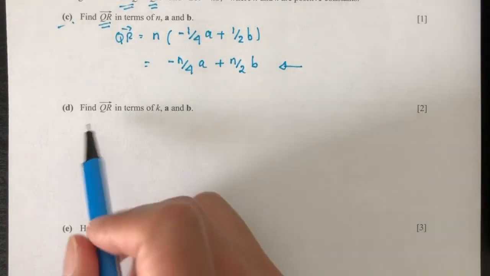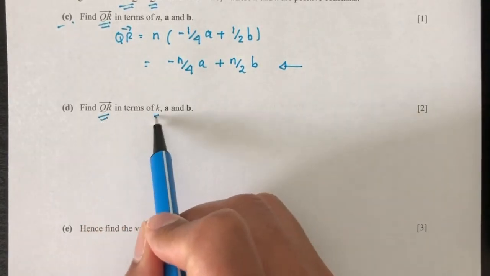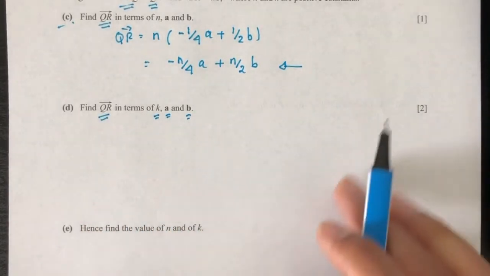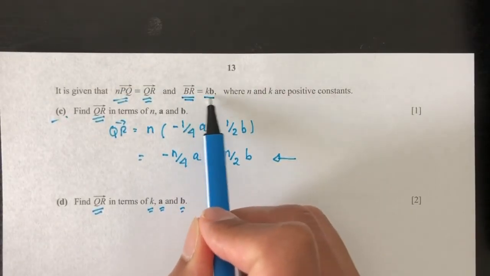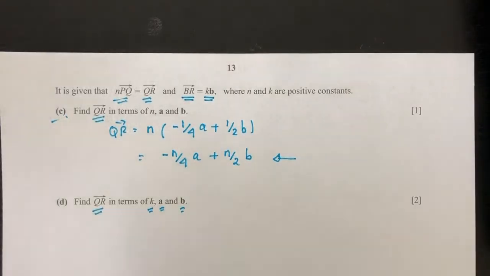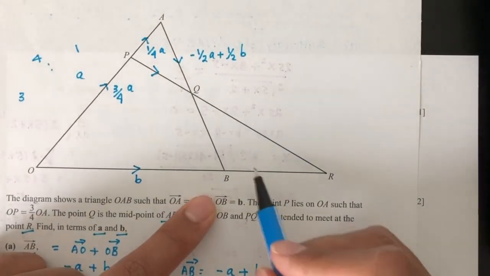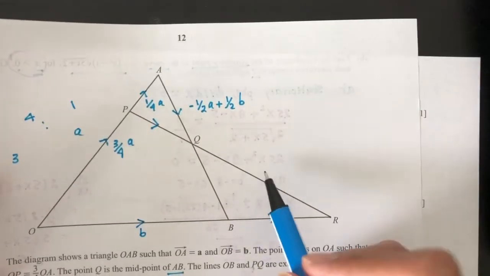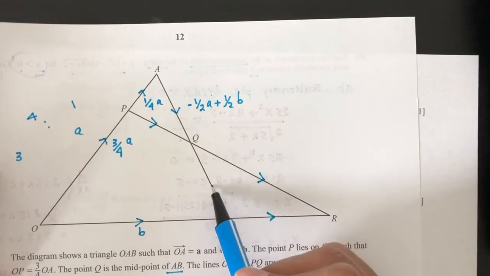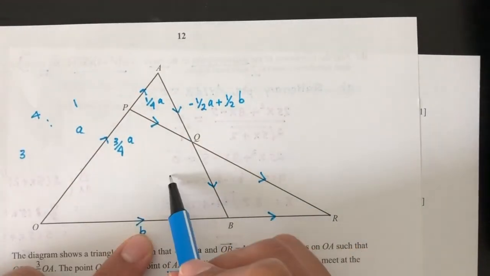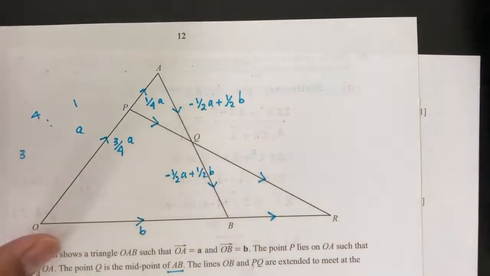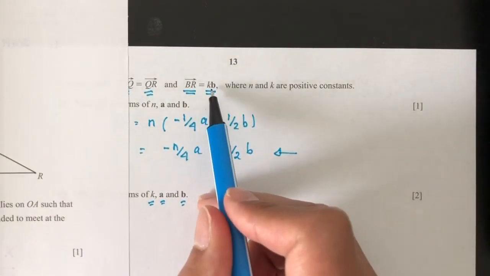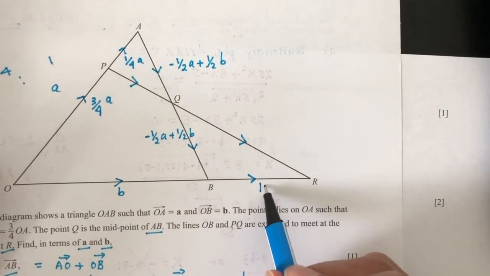Now for part D, find QR in terms of K, A, and B. So let's see. You see that BR is equal to KB. So where's BR? BR is right here. Here we have found the value of QR, and we know QB is the same as this, which is minus half A plus half of B. So BR is given by KB. So write down KB here.